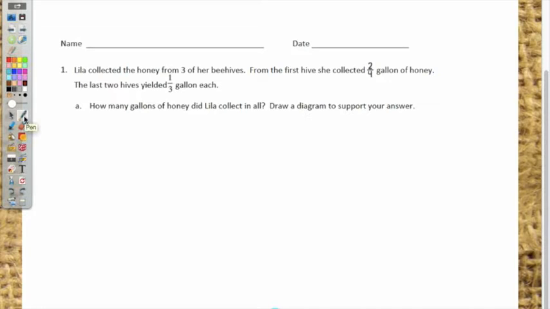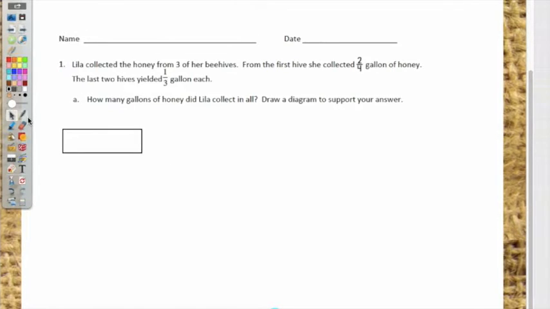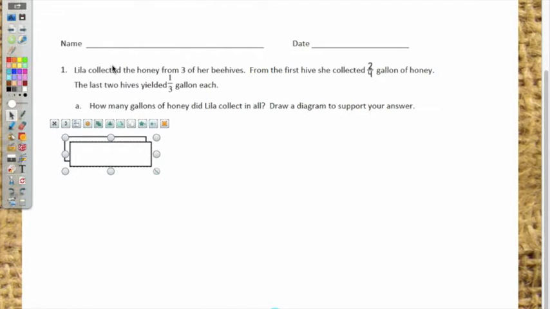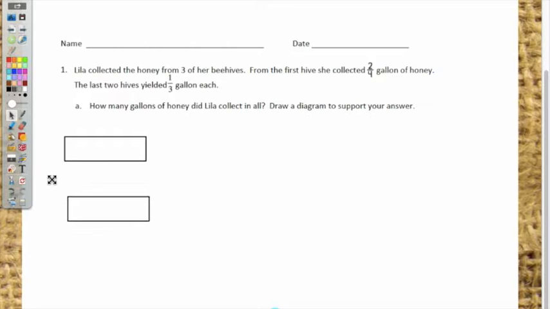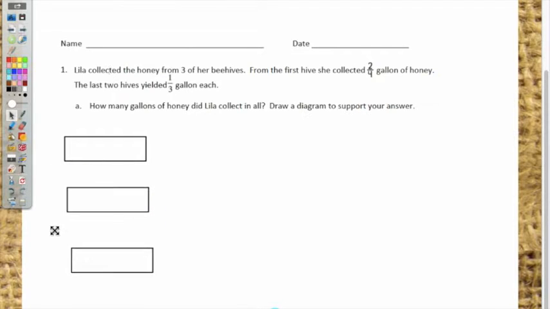To start with, how many hives do we have? 3. Let's draw 3 tape diagrams the same size. They don't have to be very big, just over to the side here. So that's probably plenty big enough. Leave enough space in between. Okay.